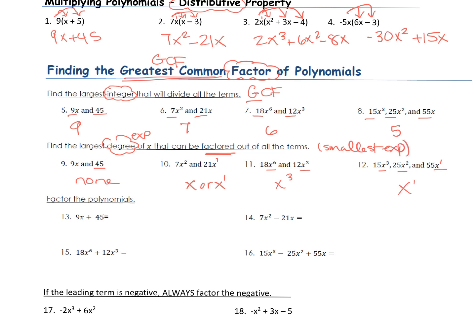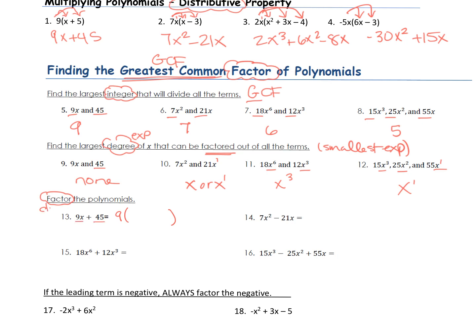that they have in common. So now we're going to actually factor these polynomials. These are the same problems we just did in 5 through 12. So the GCF for 9x and 45 is 9. I'm going to write that outside my parentheses, and inside my parentheses, I'm going to put what remains after I divide each of these terms by my GCF.